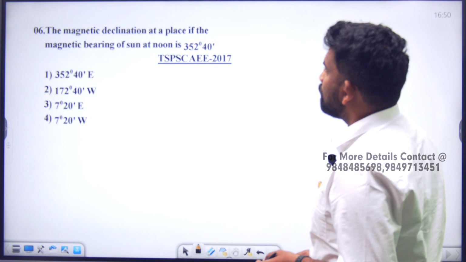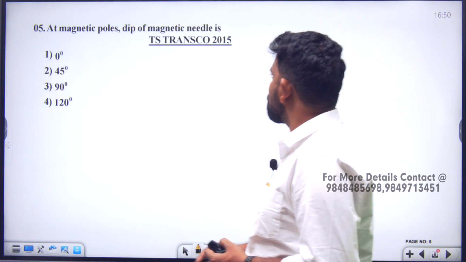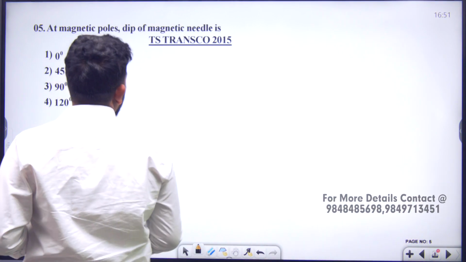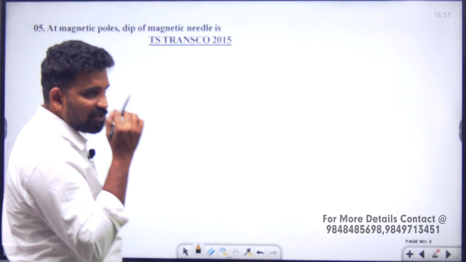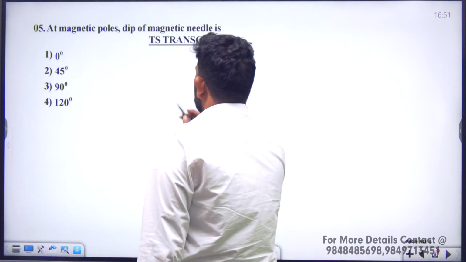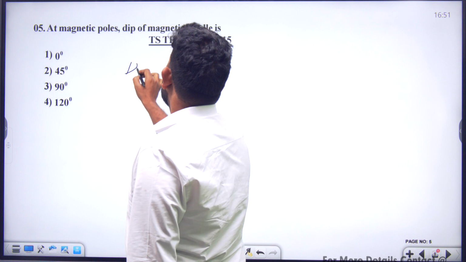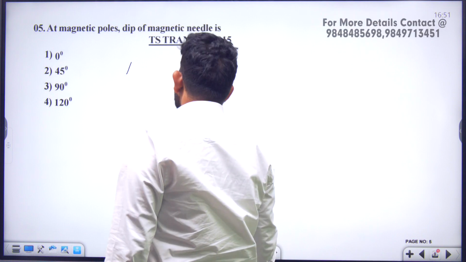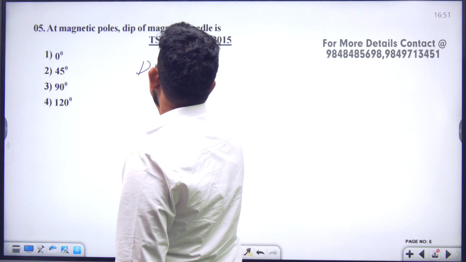At magnetic poles, this question was given in TS Transco 2015. At magnetic poles, the magnetic dip of a magnetic needle is dash. Now to understand this better, we need to know what is a dip angle.